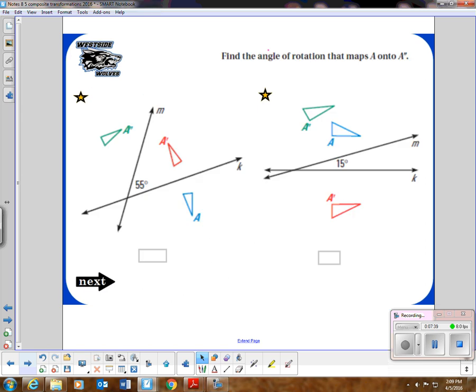All right, last one here. It says, find the angle of rotation that maps A onto A prime. So if you have to, you can go back and look at your notes and see what we said to do there. So make sure you have those for when we get to class and we can discuss those. I'll be checking for those answers.